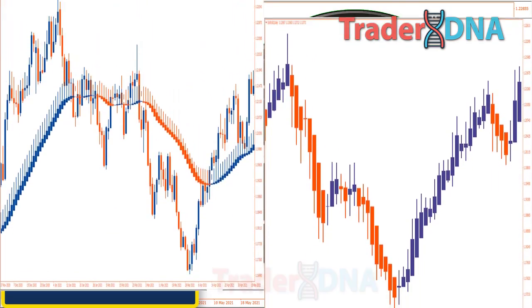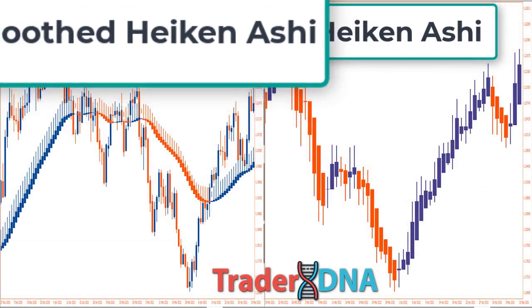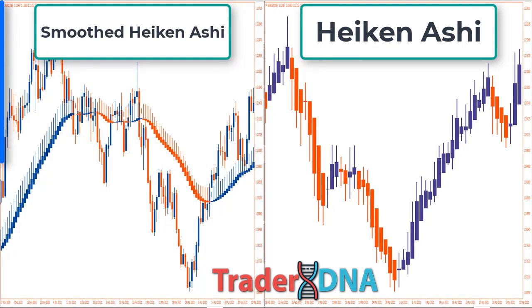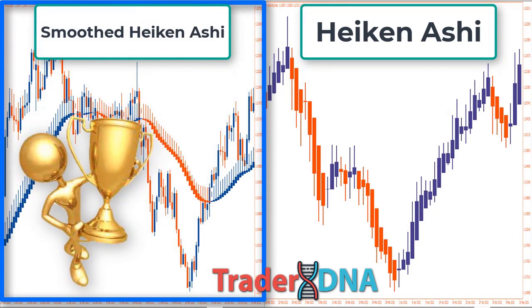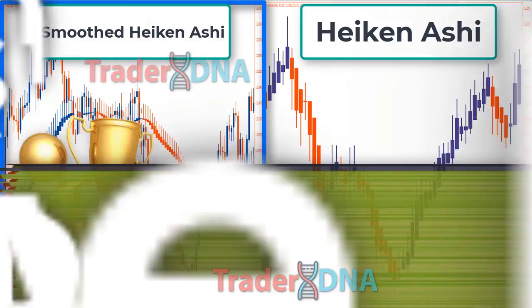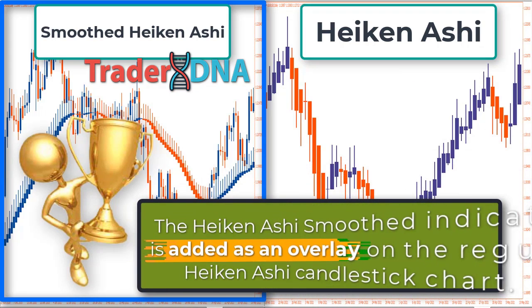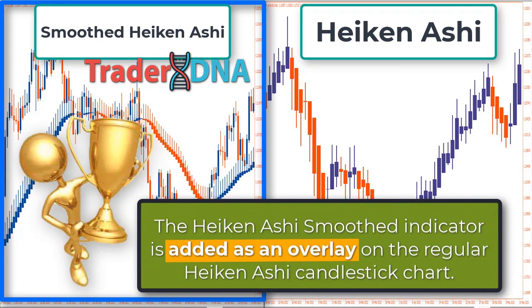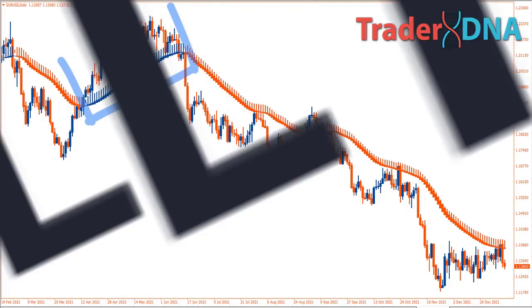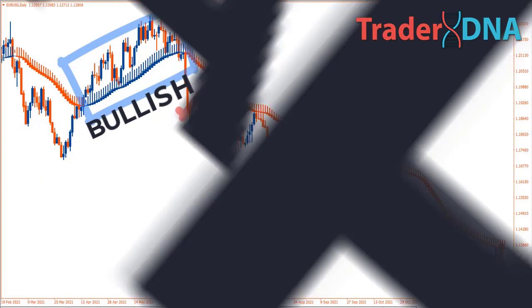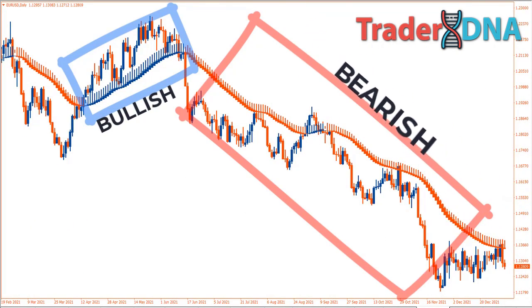The differences between regular Heiken Ashi and the smoothed Heiken Ashi chart. You might come across claims that the Heiken Ashi Smoothed Indicator is a better indicator type compared to the regular Heiken Ashi indicators. While you can typically use the regular Heiken Ashi chart all by itself, the Heiken Ashi Smoothed Indicator is added as an overlay on the regular Heiken Ashi candlestick chart. By doing so, traders believe that this will give a better perspective of the markets. When price is trading above the Heiken Ashi Smoothed Indicator, it is said to be bullish. And when price trades below the Heiken Ashi Smoothed Indicator, it is said to be bearish.